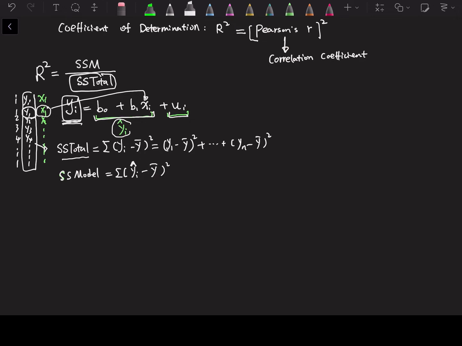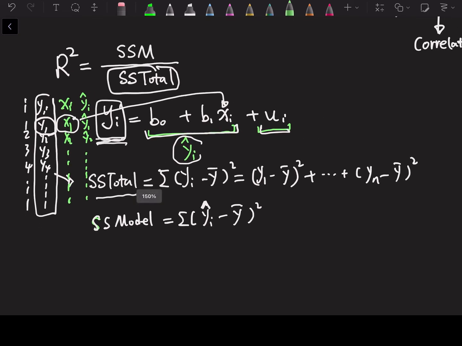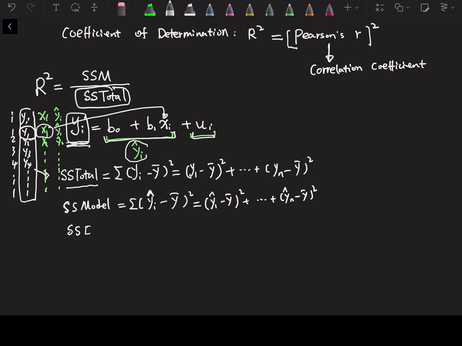Based on the value of x, you can generate a predicted value y hat 1, y hat 2, all the way to y hat n, and subtract the average of y from each. So that equals y hat 1 minus y bar squared, all the way to y hat sub n minus y bar squared. And then the rest of the variation is the sum of squares error.